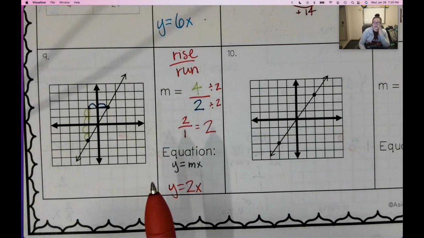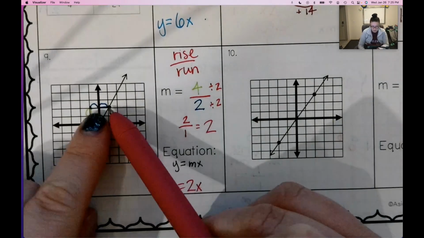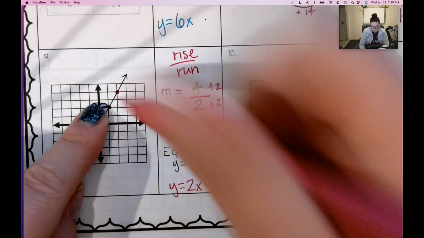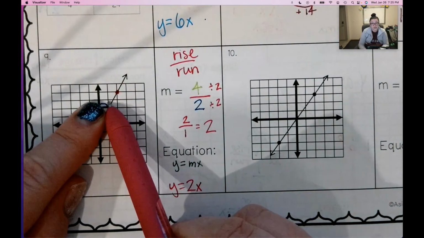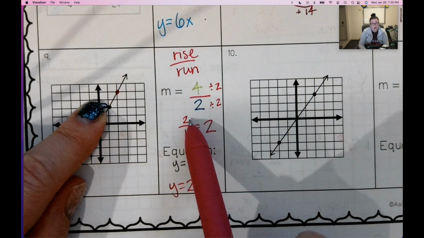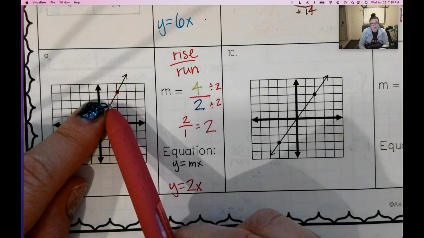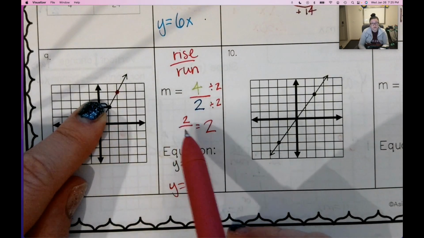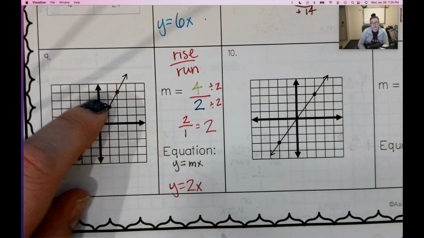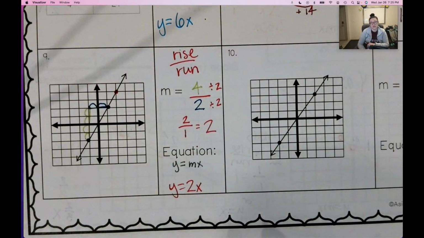Again, like I said, you can choose any set of pretty points. You could choose this one here and this one up here. And you get that your rise is 2 and your run is 1. So you still get 2 over 1, which would give you the same slope of 2. That's what proportional means. It's the same relationship over and over again. We're multiplying the same number over and over again.